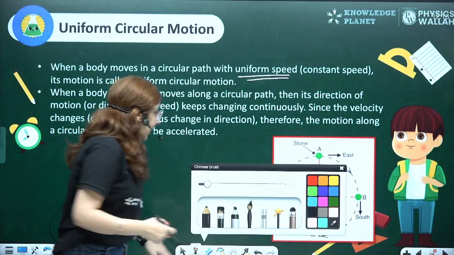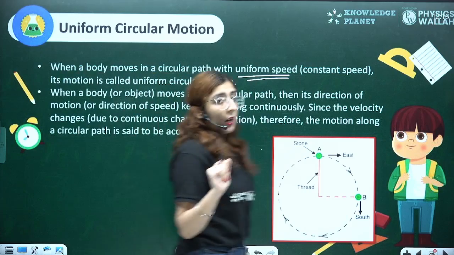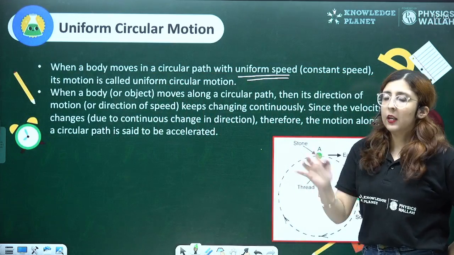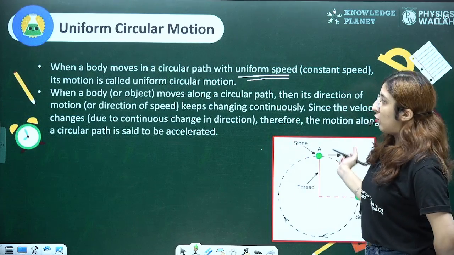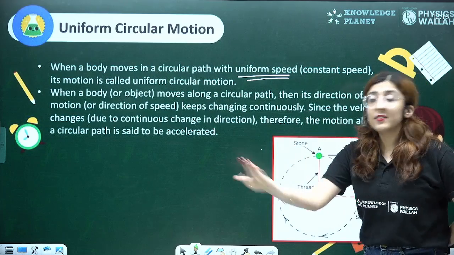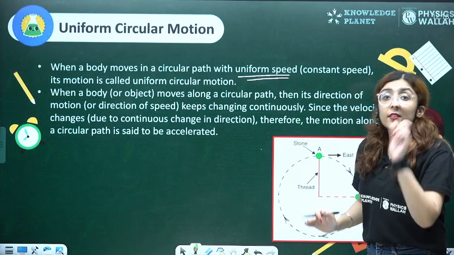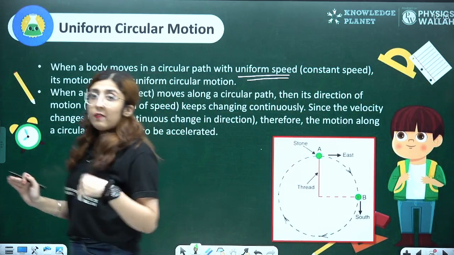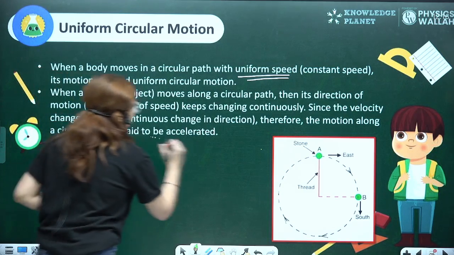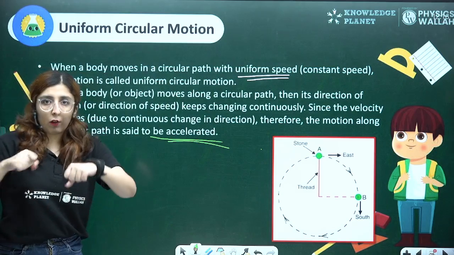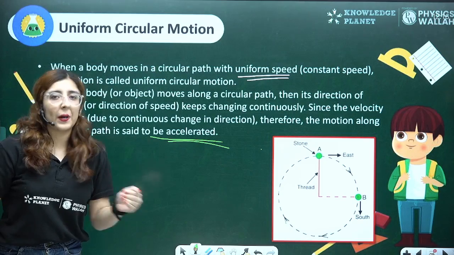When the earth is moving around the sun, certainly over there also uniform circular motion, because the path is elliptical as such. We are going to take it as circular. Over there, of course, at every point its direction changes. So when a body moves in a circular path, its direction of motion keeps on changing continuously. Since the velocity is changing and we are taking the speed same, the motion along the path will be accelerated, although you keep the speed same.